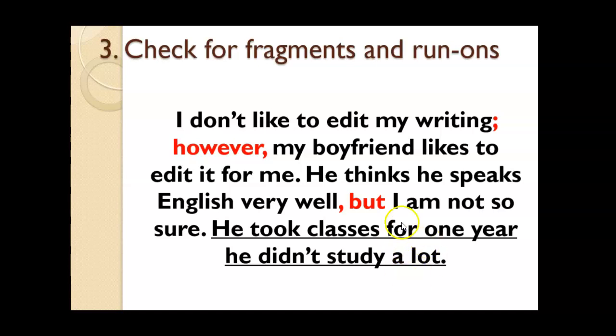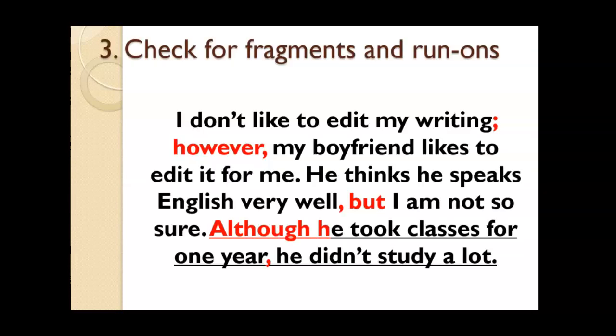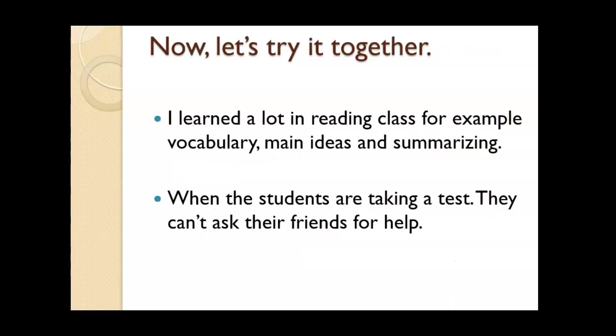And this is the run-on sentence that we're trying to fix. So because we found that there were two subjects and two verbs, it is a run-on. My suggestion to fix it is with although. We could say, although he took classes for 1 year, comma, he didn't study a lot. So in this example, we used a subordinator to join the two clauses together. Now let's try it together with these two sentences.